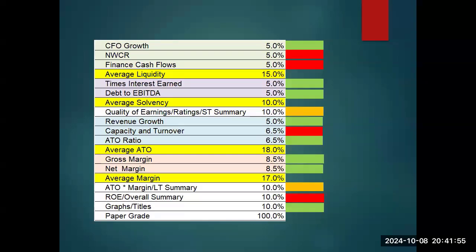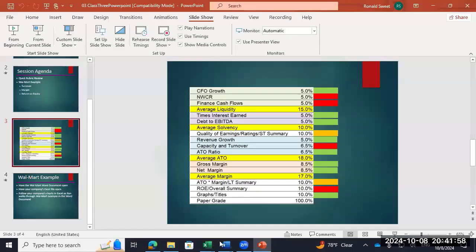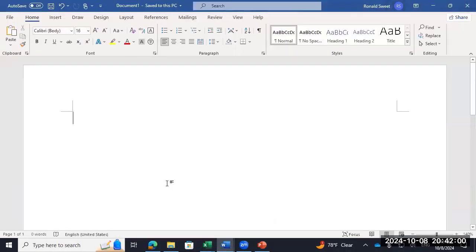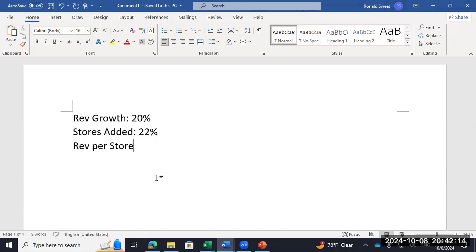So I'll give you one example just so you can see where we're going here. So revenue growth is 20%. Stores added 22%. Revenue per store minus 2%. What grade would you give that? How are they growing their revenues? Is it easy or hard? Pretty hard. They got to add a store to add a revenue.